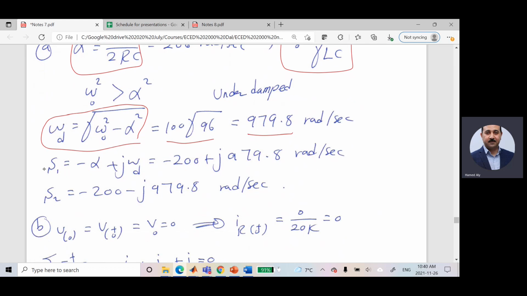I don't need actually to calculate s1 and s2 unless he asked me, and he asked me to calculate the roots and find the characteristic equation. So I found s1 and s2.